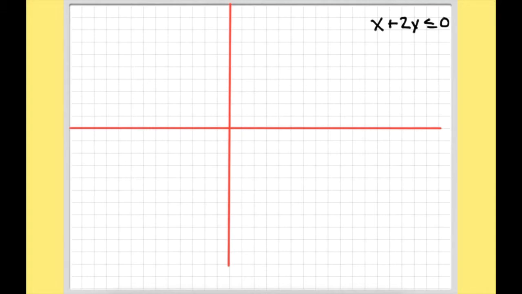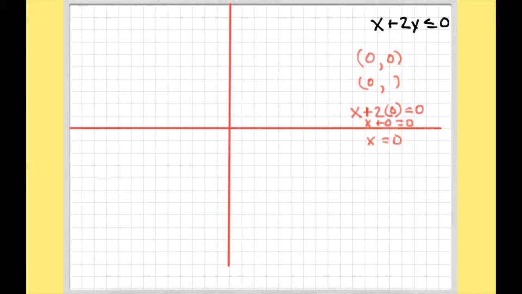I'm going to use an approach that we used before just to remind you of how it goes. We're using our x and y intercepts to graph our line. Our x-intercept occurs when y is 0, and our y-intercept occurs when x is 0. So if I look at the equation instead of the inequality, and I plug in 0 for y and solve for x, that gives me my x-intercept.